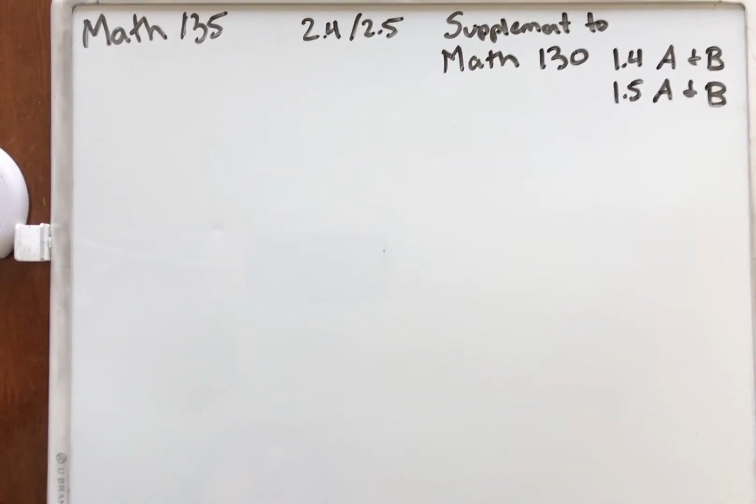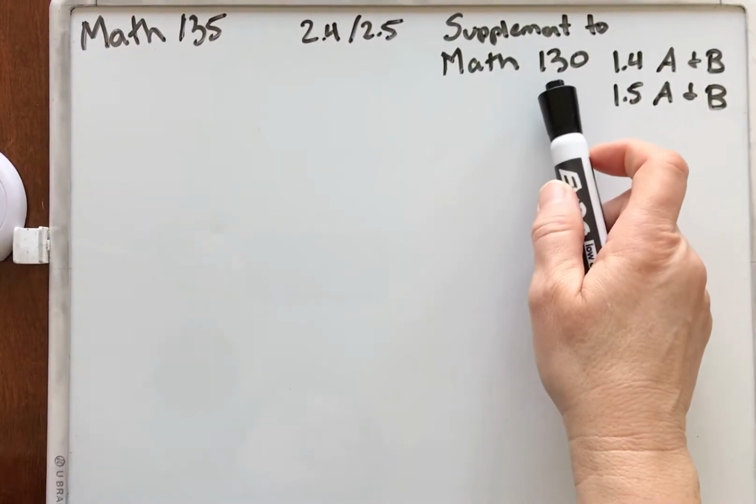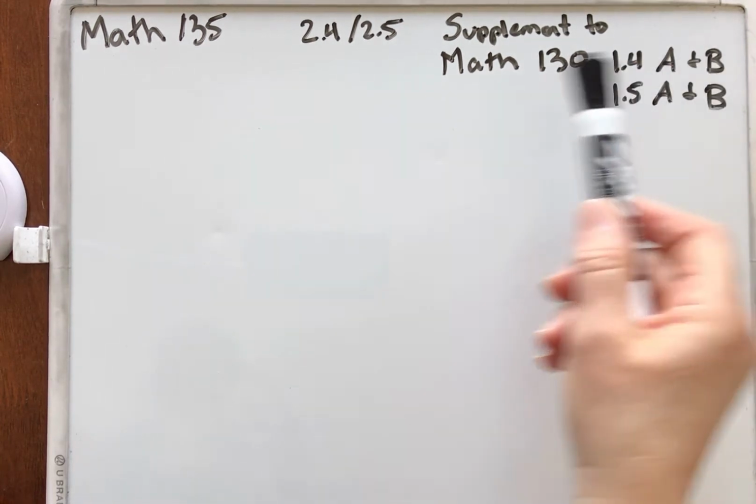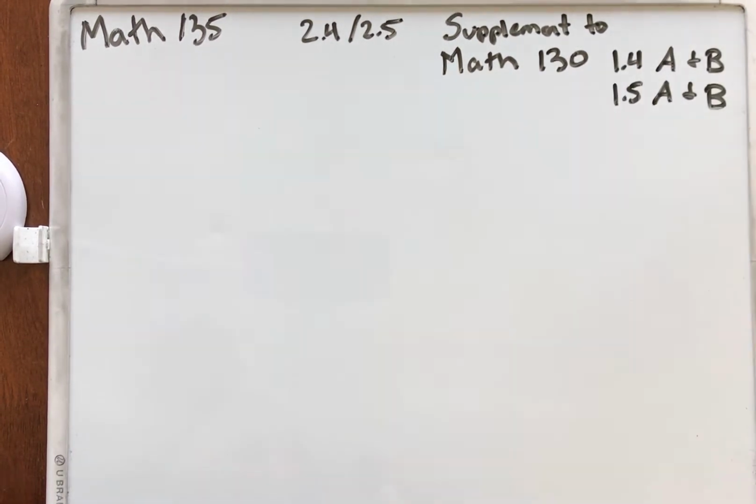Right, we just finished watching the Math 130 videos, 1.4a and b and 1.5a and b. So now I'm going to do a little supplement because all of this is for 2.4 and a little bit of 2.5. There were a couple things that were missed, so I'm going to cover those.